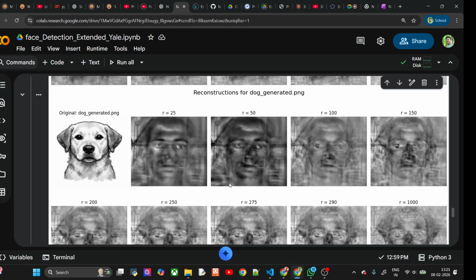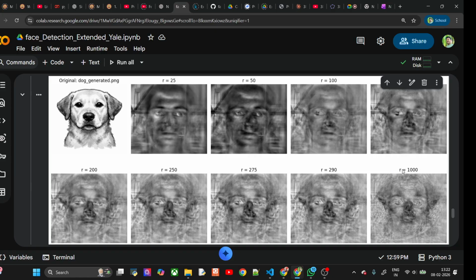In the same way I used another image that I have shown. This is a dog, and I am projecting that dog image onto the first 25 principal components, but it still looks like a man, not a dog. If I increase to 50, something is coming, but it still looks like a man because of the eyes and so on. Once I reach 150, you can see the nose, the mouth, the eyes, and the head shape also coming, but not exactly the dog.